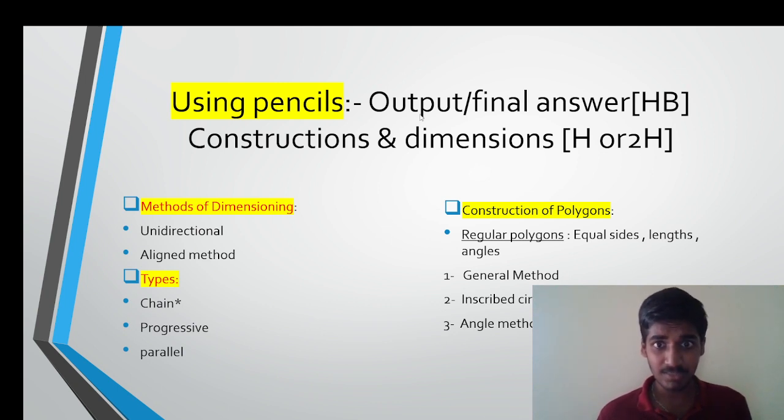Coming to pencils, I said already. For the output of final answers you should use an HP pencil. For constructions and dimensions you should use H or 2H.